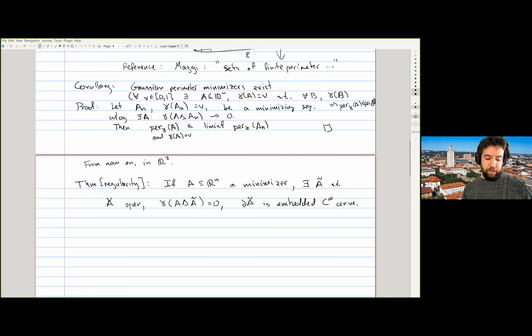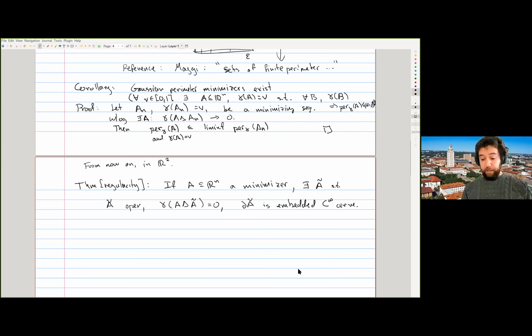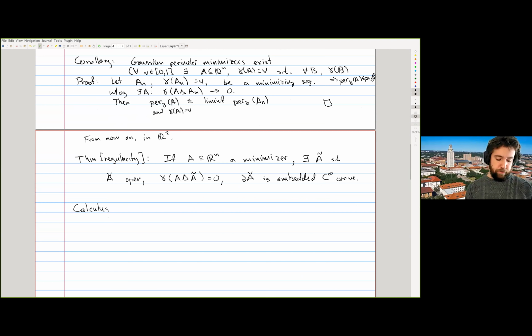One reason that I do this in R2 instead of in higher dimensions is that this is not quite true in higher dimensions. In dimensions 8 and above, you're allowed to have a singular set, which has codimension at least 8. But when we're doing it in the plane, these things don't pop up. So now that I know minimizers exist and that they're regular, you can start to do some calculus on them. I'm just going to briefly outline the sort of things that you can do.